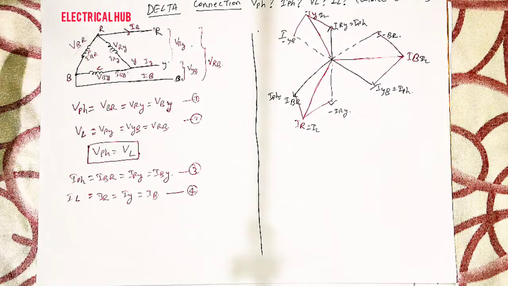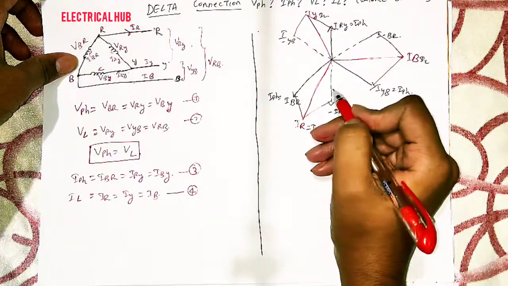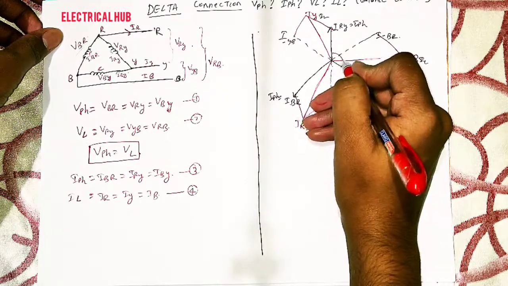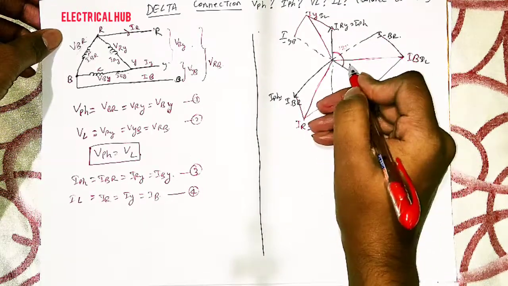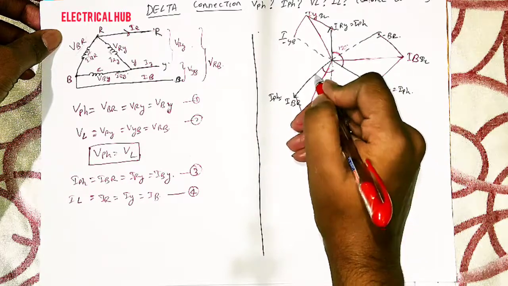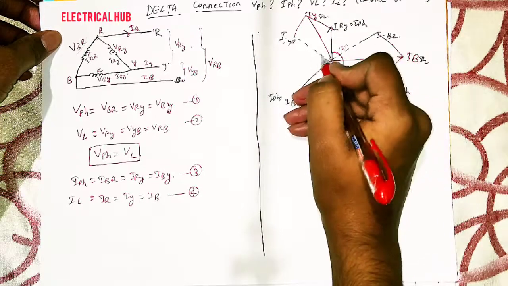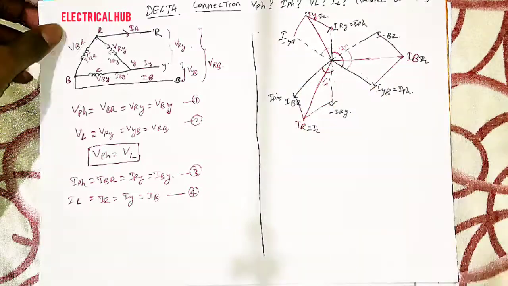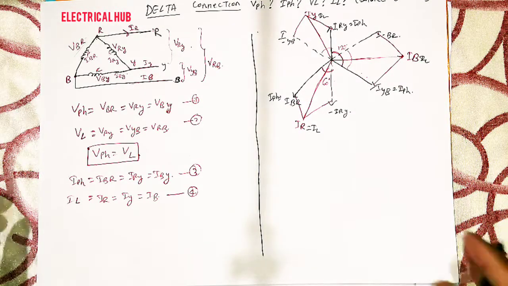Alright, and one more thing: the angle between all the IPH currents, which means phase currents, is 120 degrees, which means this part is 120 degrees. And the angle between the resultant and the phase current of IBR and IRY, this part or this part, is 60 degrees. Alright, so now let's derive the equation.